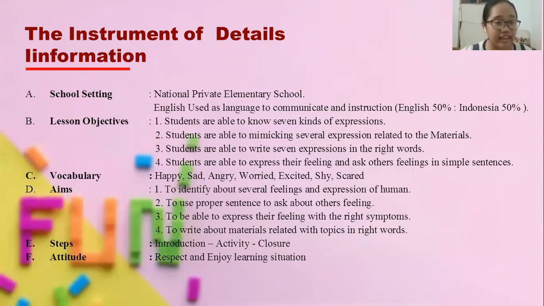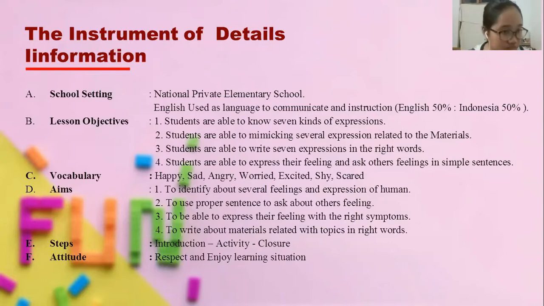The school setting is a National Private Elementary School, and English is used as the language to communicate. Language use is 50% English and 50% Indonesian. Lesson objectives. First, students are able to know seven different kinds of expression. The second is students are able to mimic several expressions related to the materials. The third, students are able to write the seven expressions in the right words. And the fourth is students are able to express their feelings and ask others about their feelings in a simple sentence.